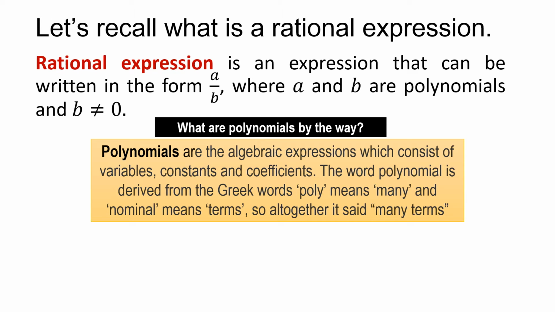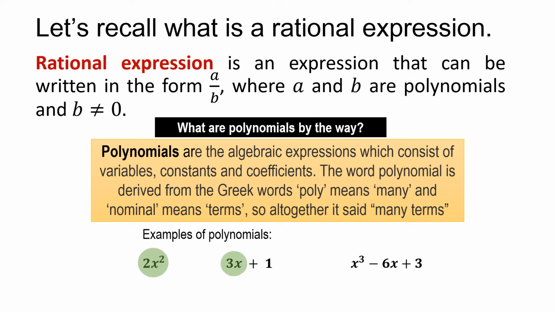Now, let's take a look at the following examples. We have here 2x squared. This is a monomial since it only consists of one term, and that is 2x squared. Second, 3x plus 1 is a binomial since it consists of two terms. We have 3x and we have 1.